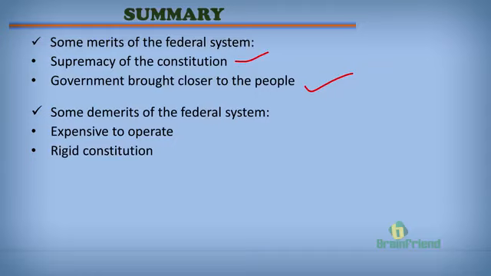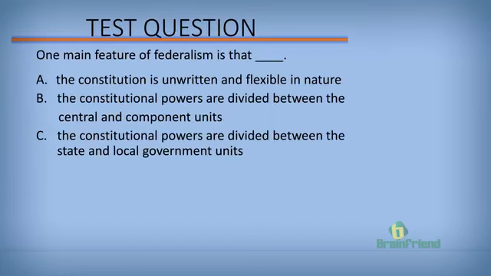And we saw some of the demerits, such as it being expensive to operate. We said as a result of the duplication of offices, the personnel needed in these offices is expensive to operate. And then we looked at the Constitution being rigid, which makes it difficult to amend at any point in time in the country. We have indeed come to an end to the lessons for today.